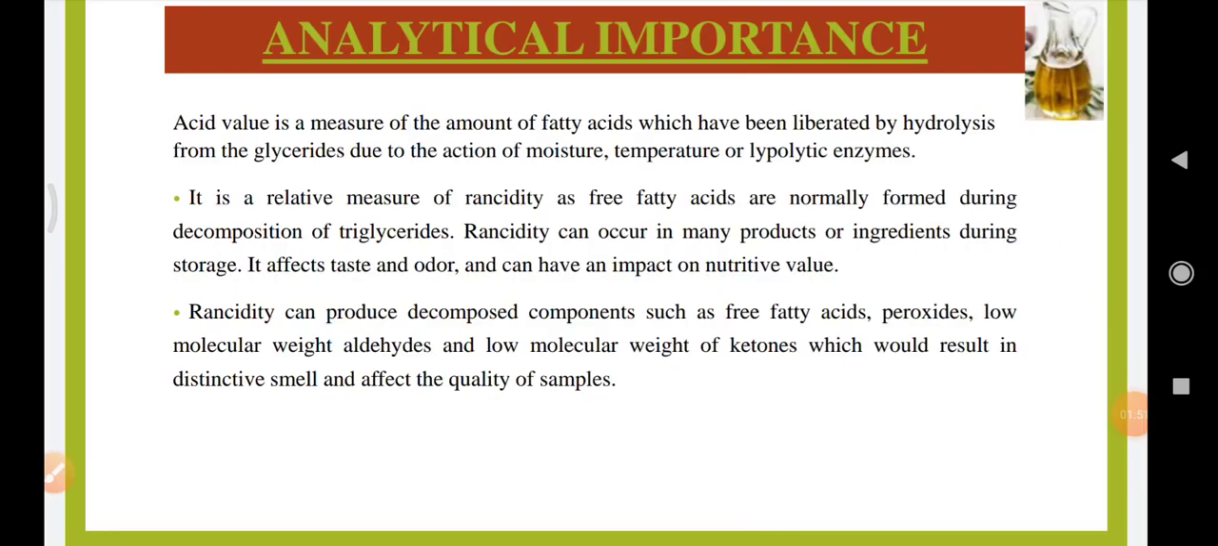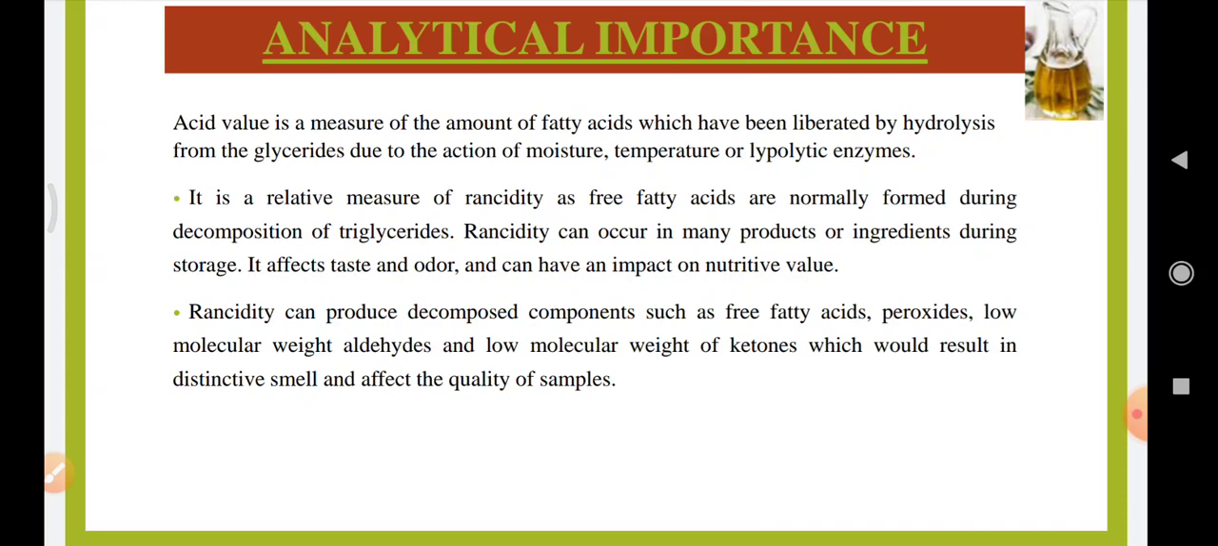Now, what is the analytical importance? The acid value is a measure of the amount of fatty acids which have been liberated by hydrolysis from the glycerides due to the action of moisture, temperature or lipolytic enzymes. It is a relative measure of rancidity, and rancidity we have already discussed in our previous lecture. And we all know that in rancidity there is a production of free fatty acids, and it is a measure of rancidity as free fatty acids are normally formed during decomposition of triglycerides.